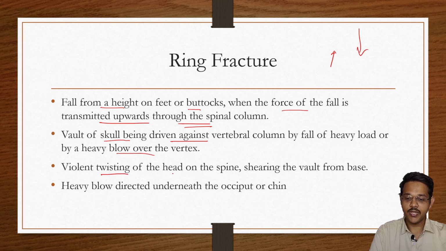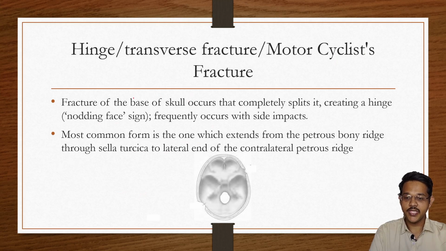Sometimes violent twisting of the head on the spine, shearing, may also cause a shearing from the base. A heavy blow directed underneath the occiput or chin can also lead to ring fractures. Now coming to hinge fractures, also called transverse fracture or motorcyclist fracture, mainly because it is seen mainly in motorcyclist accidents.